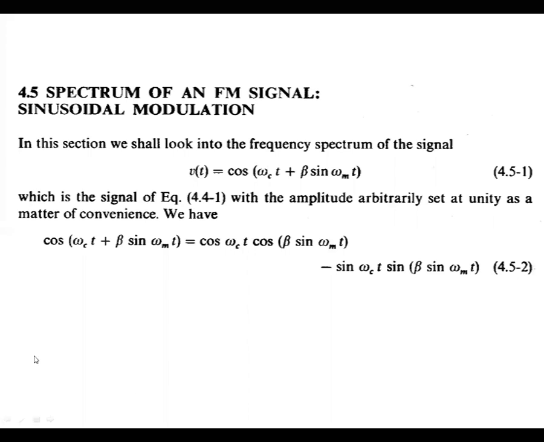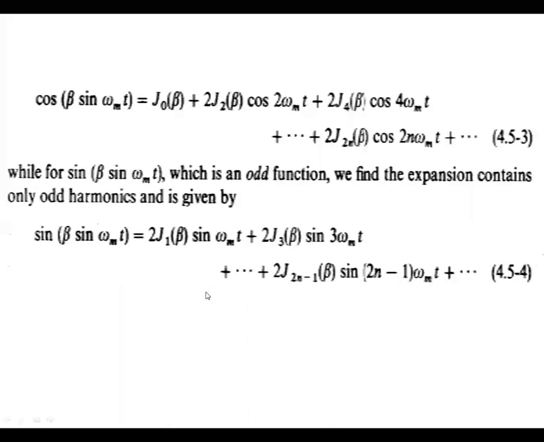You know that cos(ω_c t + β sin ω_m t) is of the form cos(A + B) formula. The trigonometrical identity, cos(A + B) is equal to cos ω_c t cos(β sin ω_m t) minus sin ω_c t sin(β sin ω_m t). So this is the cos(A + B) formula: cos ω_c t cos(β sin ω_m t) minus sin ω_c t sin(β sin ω_m t).